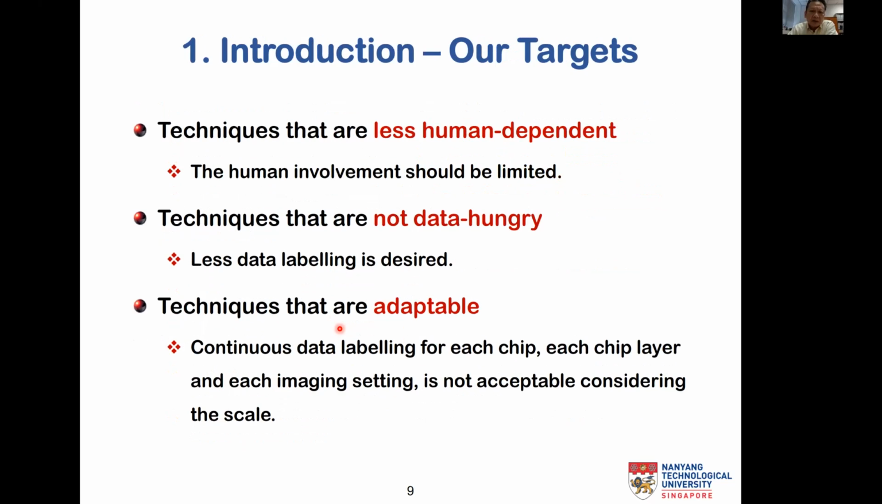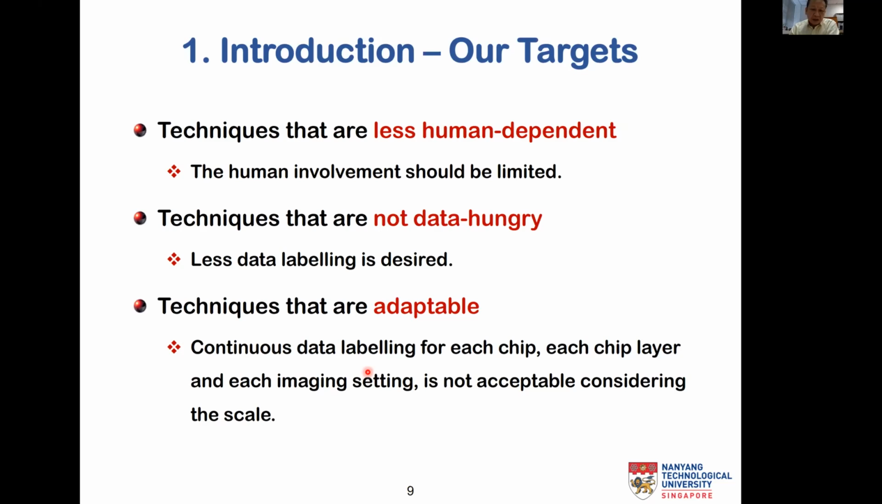Okay, let us look at our target. Our target is to develop techniques that are less human dependent. The human involvement should be limited. And here, we also want a technique that is not data hungry. Less data labeling is desired. Techniques that are adaptable. Adaptable here also refers to the fact that continuous data labeling for each chip layer and each image setting is not acceptable considering the scale. So this means that if you have developed a technique that can be used for this particular chip, you also hope that this technique can be used for subsequent new chips.